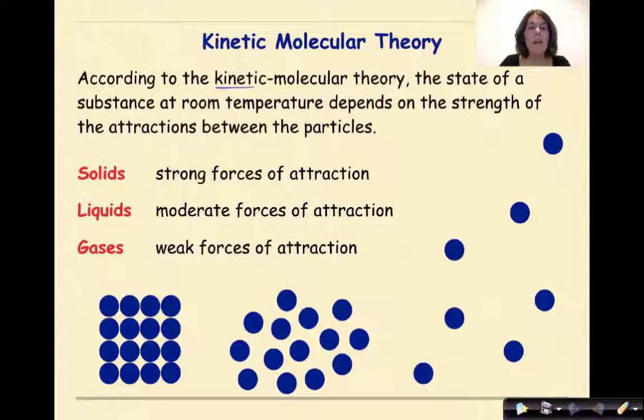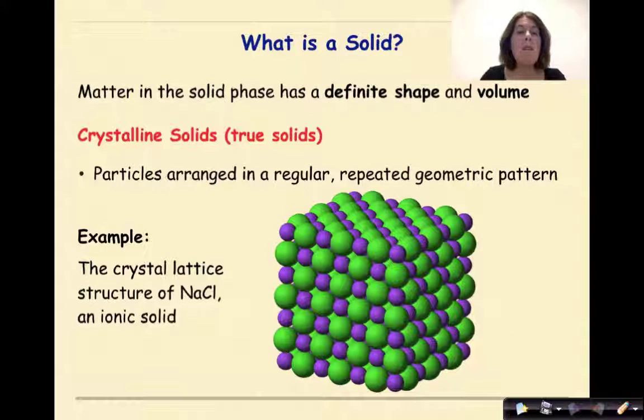Kinetic molecular theory. According to the kinetic molecular theory, the state of a substance at room temperature depends on the strength of the attraction between the particles. So solids tend to have strong forces of attraction, liquids, moderate forces of attraction, and gases, weak forces of attraction. What is a solid? Matter in the solid phase has a definite shape and volume.